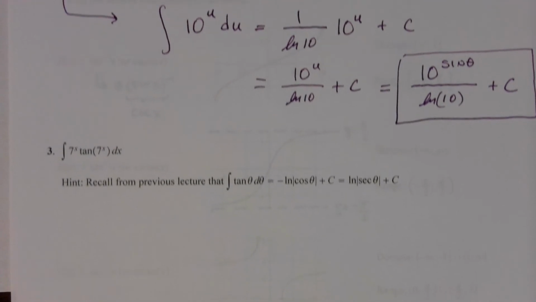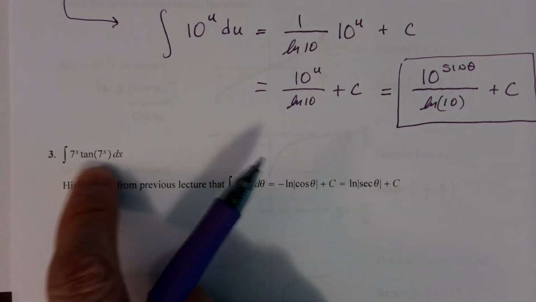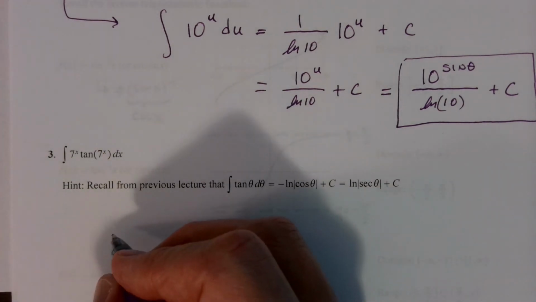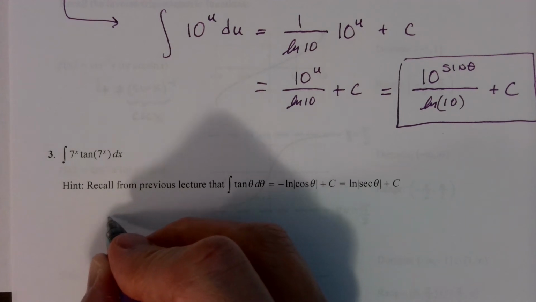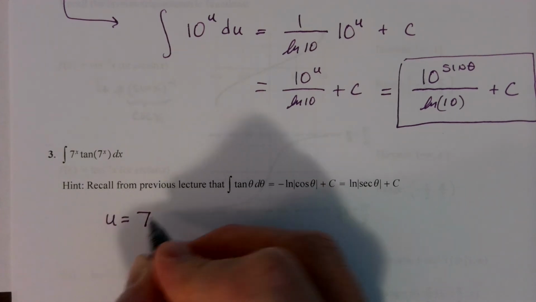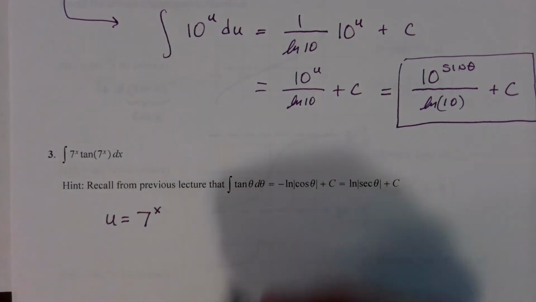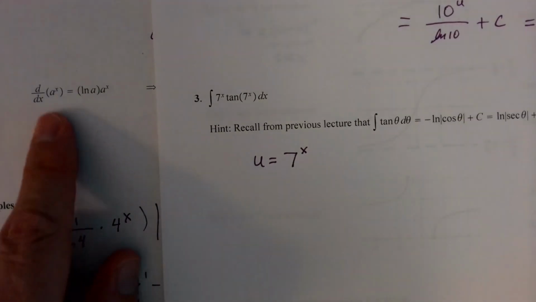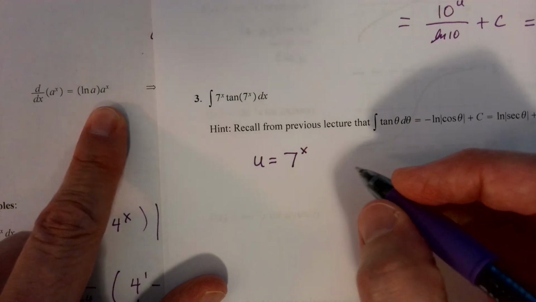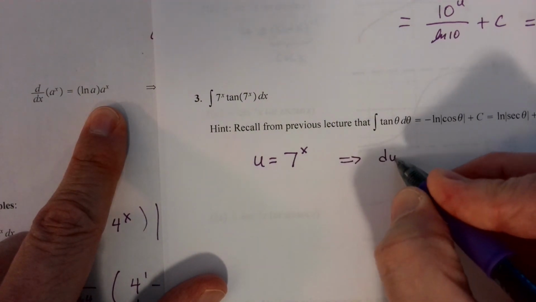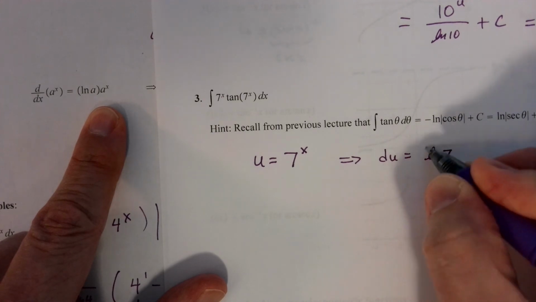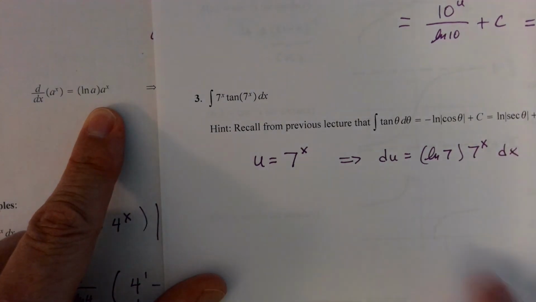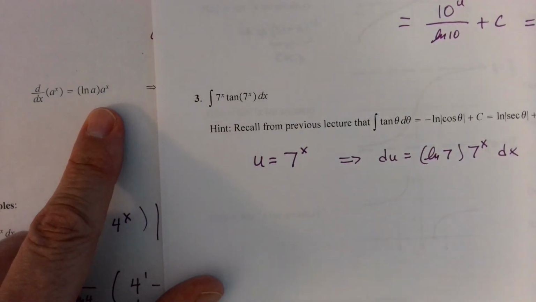But what I'm going to do now is, notice I've got a 7 to the x inside the tangent function. So I'm going to let u be the inner function. Okay. So what is the derivative of 7 to the x? So we just talked about the derivative of a to the x is natural log of a times a to the x. So that means the derivative is natural log of a, which in this case is 7, times 7 to the x. So du dx is this, so du is this times dx.